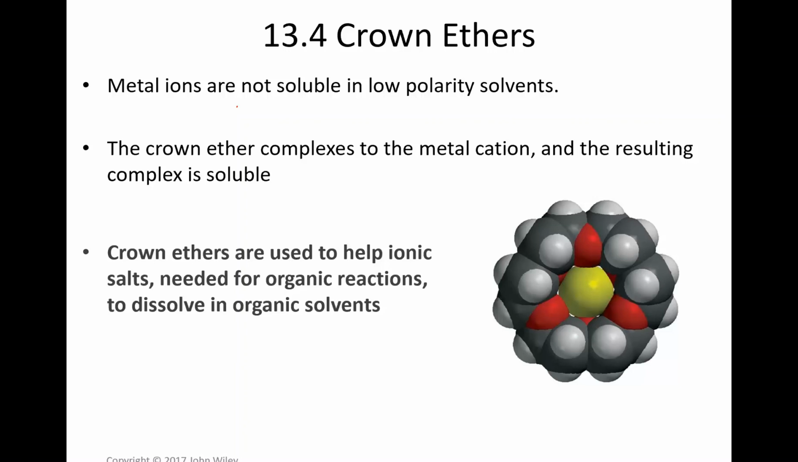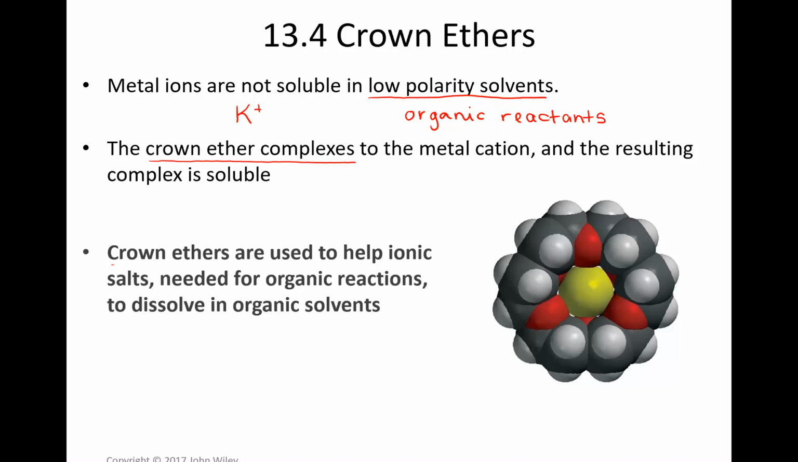Metal ions, such as potassium ions, are not going to be very soluble in low polarity solvents. And sometimes we need to use low polarity solvents in organic reactions because our organic reactants are going to be soluble in those lower polarity solvents. So they're ideal to dissolve the organic reactants, but our metal ions are not going to be very soluble. So if we add these crown ethers, they will complex to the metal cation, resulting in a complex which is more soluble.